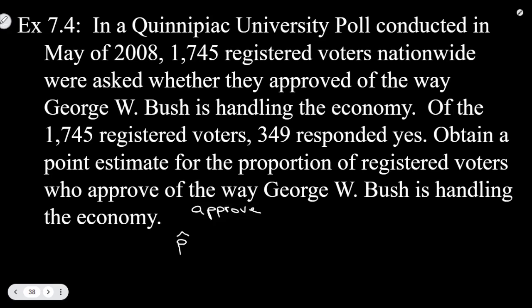So what we're looking for is those who approve of the way he's handling the economy. So our p hat would be the number that approve. 349 said that they approve of the way he's handling the economy out of the total sample size, which was the 1,745. And then we will go ahead and grab our calculators and that's a division problem, 349 divided by 1,745. And that gives us exactly 0.2. So that is our point estimate, saying that approximately 20% of people from the population are approving of the way that he's handling the economy.